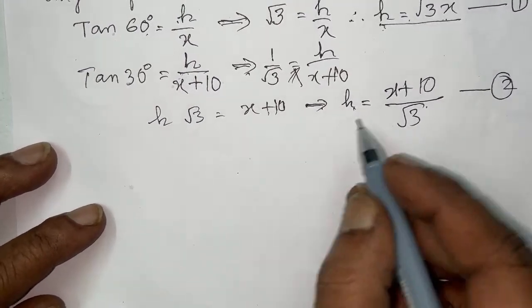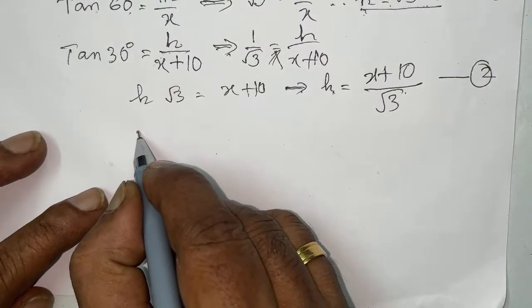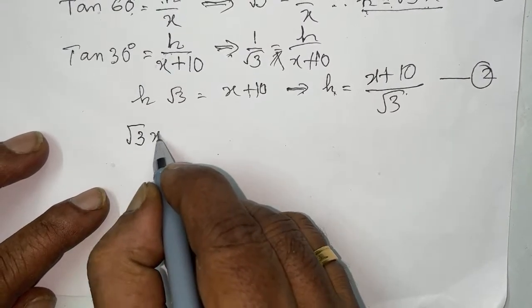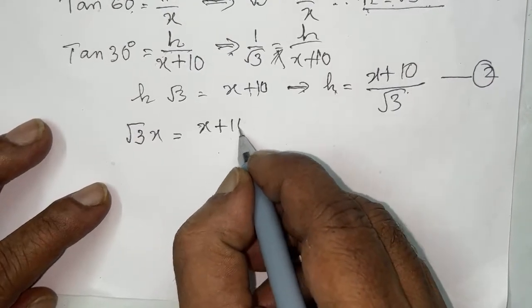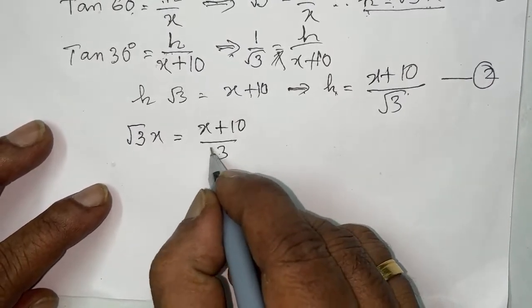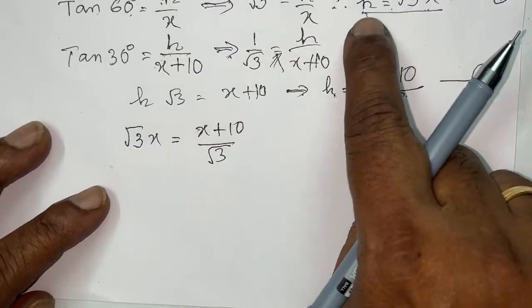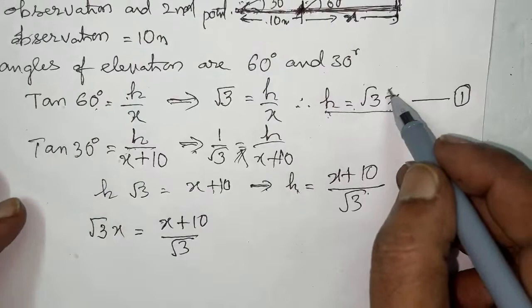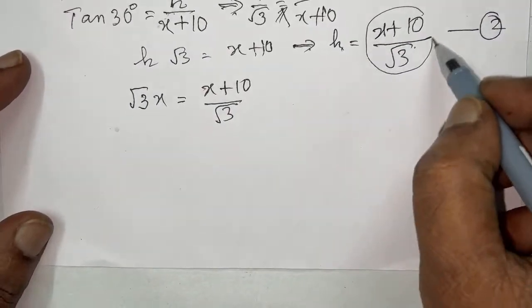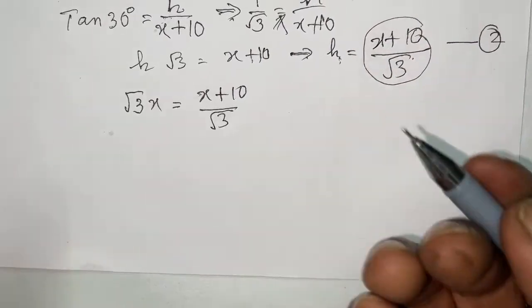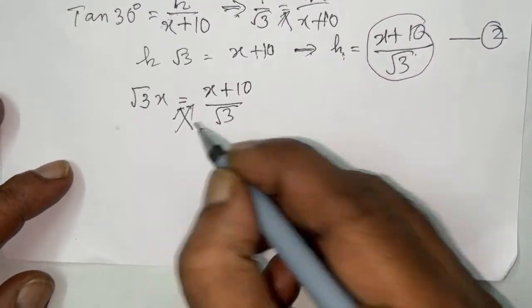Now, equation 1, you can see, what is equation 1? Root 3x is equal to x plus 10 by root 3. Why are these both equal? I am saying here you can see this is the h value, and in the second equation, this is also the h value. So h value is equal to h value. There is no question of confusion here.